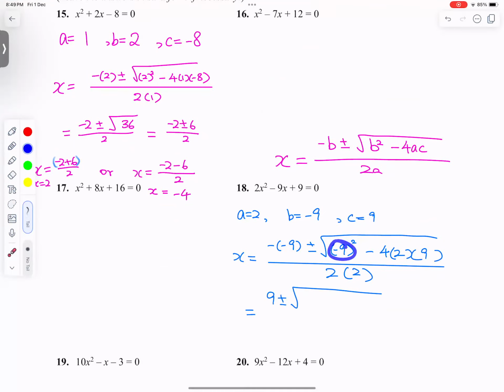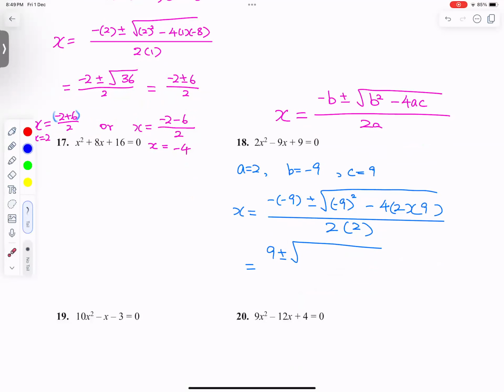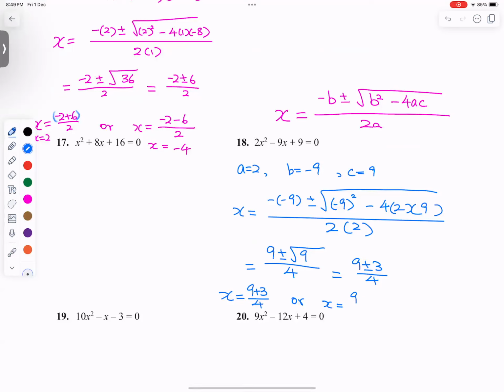Wait. Oh, I forgot to put the bracket, because that is too big. 9. Yeah. And then can we click 9 in calculator? Yes, 3. So x equals 9 plus 3 over 4, or 9 minus 3 over 4. 9 plus 3 is 12. 12 over 4, 3. And then 9 minus 3 is 6. 6 over 4 means 3 over 2.